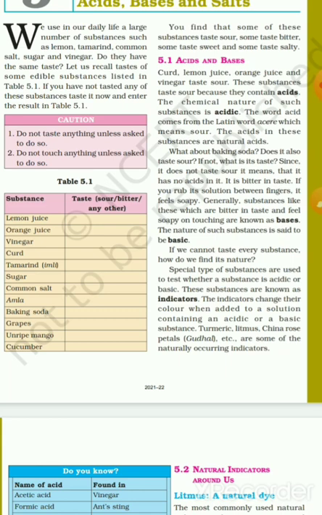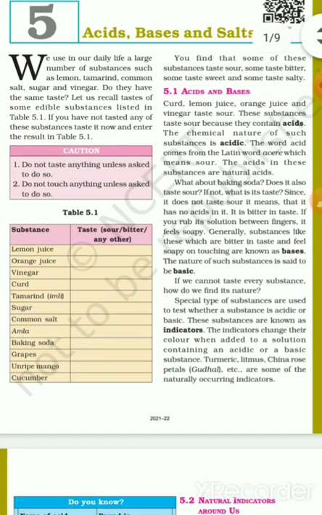Some substances we cannot taste or touch, like some acids or other substances which we cannot touch. At this time we use substances called indicators, which find out whether the substance is acidic or basic by changing the color. We have different types of indicators, such as turmeric, litmus, and china rose, also called gudhal. These are some of the naturally occurring indicators. And we also have a man-made indicator, which is phenolphthalein. It will be used in our higher classes.